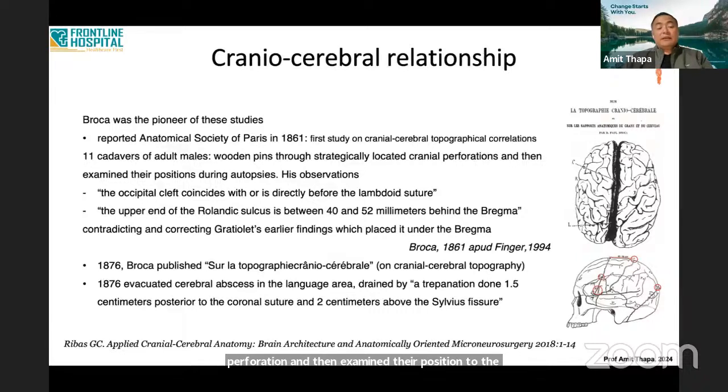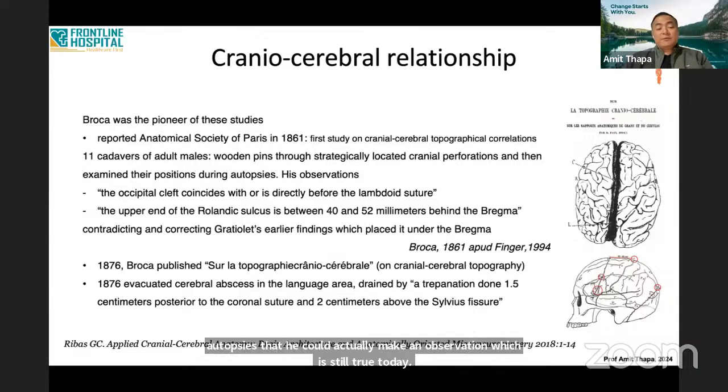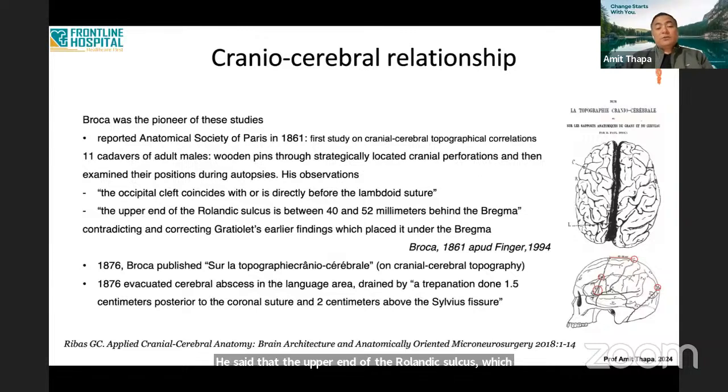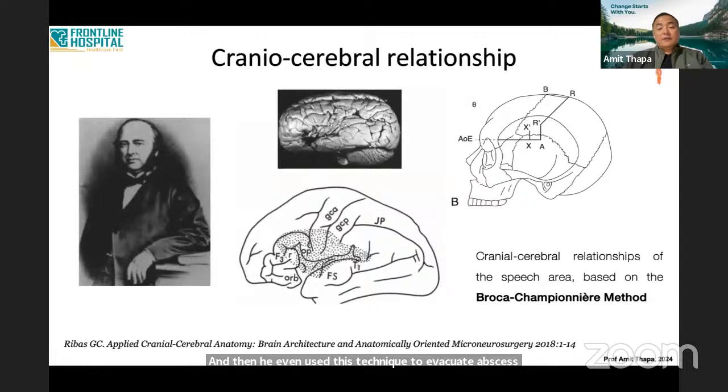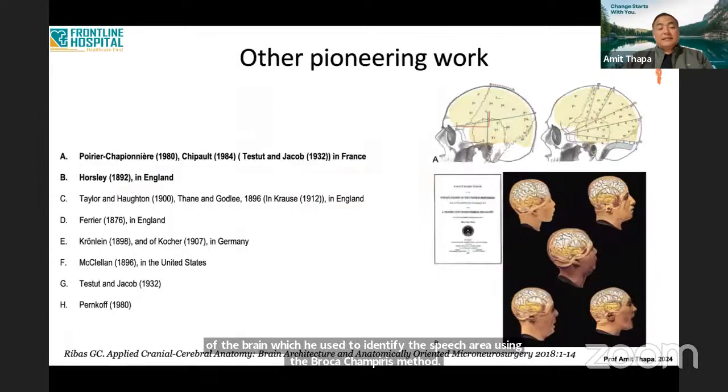He said that the upper end of the Rolandic sulcus, which we now call the SRP or superior Rolandic point, is between 40 to 50 millimeters behind the bregma, which is so true to date, as well as a lot of other things which he has said. And then he even used this technique to evacuate an abscess in 1876. Sadly, 4 years later, he expired. And this is the figure of the brain which he used to identify the speech area using the Broca-Champiers method. Well, besides this, there have been many scientists, many workers who have, throughout the last century, worked on these craniocerebral relationships.